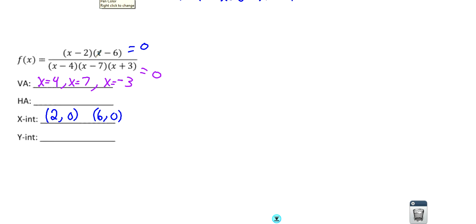Then we look at both. So the top, we get x squared. On the bottom, we get x cubed. That'll tell me my horizontal asymptote. Since it's bigger on the bottom, automatically I'm at 0, y equals 0.